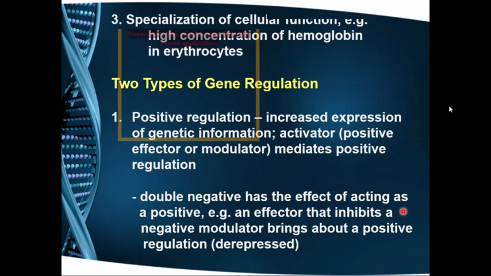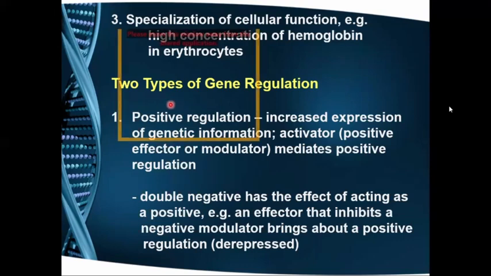So, specialization of function. And that's the reason why we need more globin in the red blood cell for the biosynthesis of hemoglobin. And there are genes that code for the alpha subunit and the beta subunit of the globin.